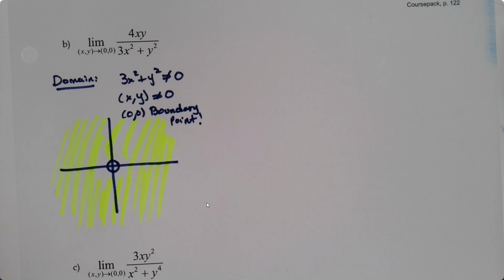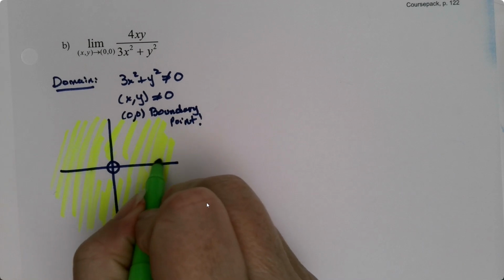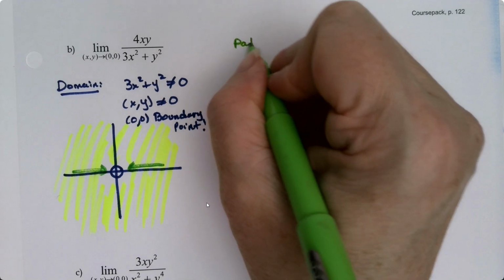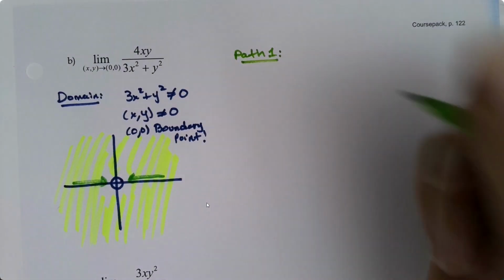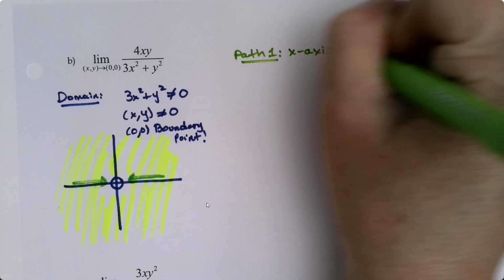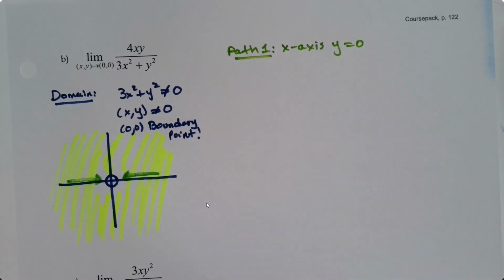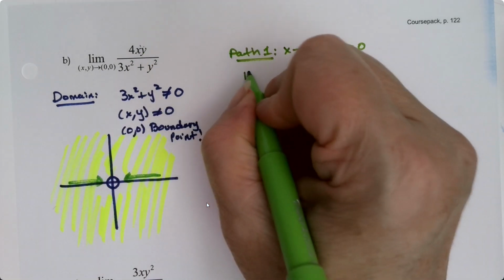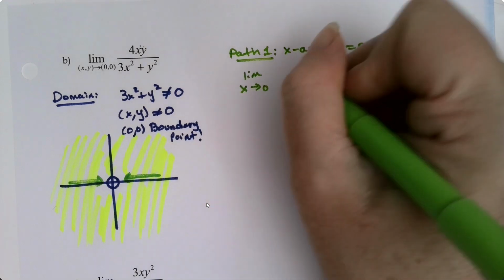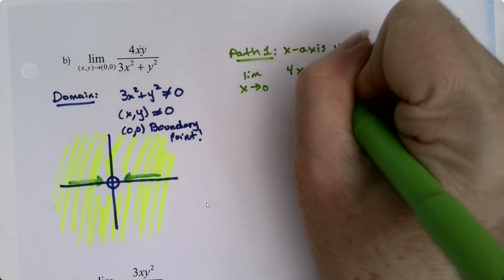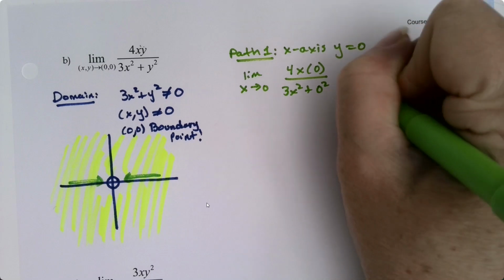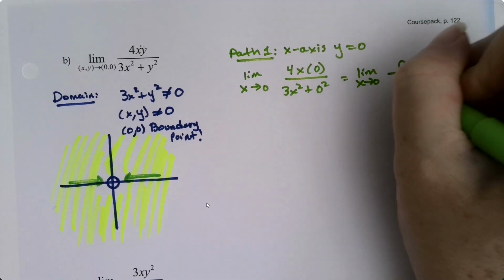So path 1, we can try the same path we tried last time. We can try the x-axis. So I can approach from the x-axis. I'll write it up here. Path 1, which is the x-axis, which is y equals 0. Once I put 0 in here, there won't be any more y's. So the limit will be of just x going to 0 of 4 times x times 0 over 3x squared plus 0 squared, which is the limit as x goes to 0 of 0 over 3x squared.